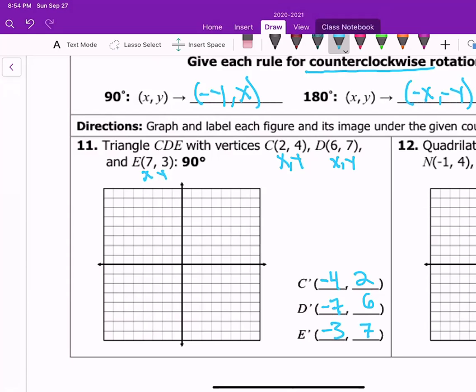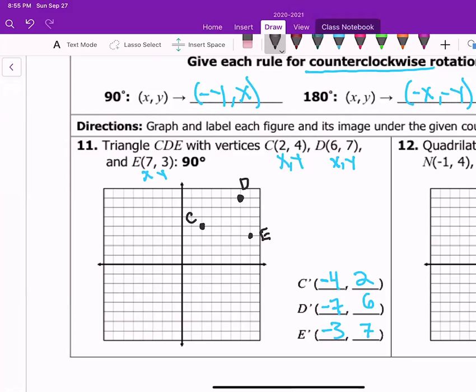Okay. So now what you want to do is just draw the picture. So let's use black for my original. So it's 2, 4, 2, 4. So I go 1, 2, 1, 2, 3, 4. And then I'm gonna go D, so 6, 7. So 1, 2, 3, 4, 5, 6. 1, 2, 3, 4, 5, 6, 7. 6, 7. And then the last one, 7, 3. So it's 7, 1, 2, 3. All right, here. So this is my E. This is my D. And this is my C.